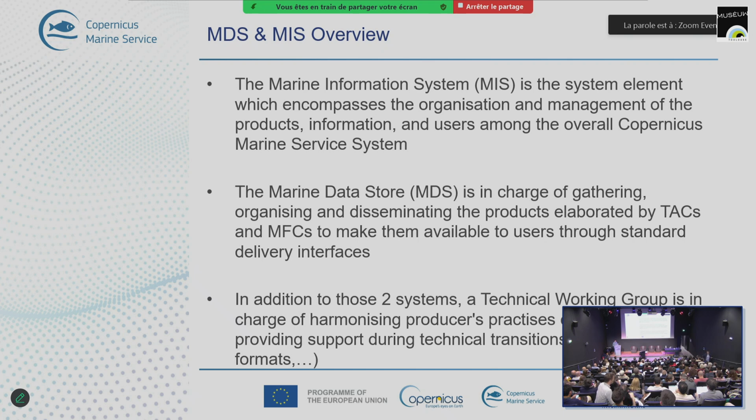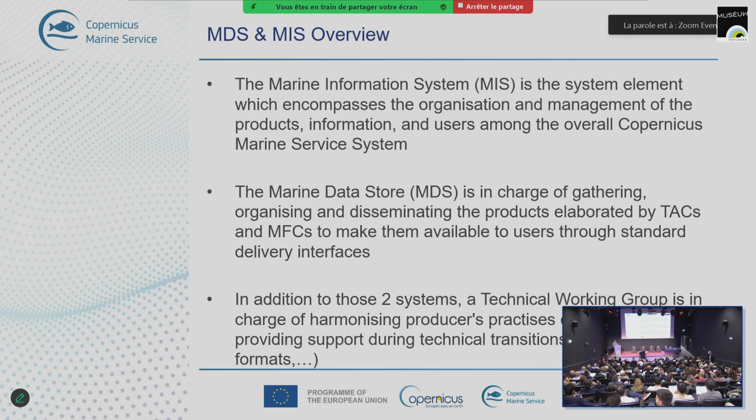So the Marine Information System, what is its role? This is a system element which is in charge of the organization and management of the product information, so the metadata, and of the management of the users. And the Marine Data Store is in charge of the organization and dissemination of the data themselves, and to make them available through standard interfaces to users. Standards in the sense that for all data, this is the same interface.